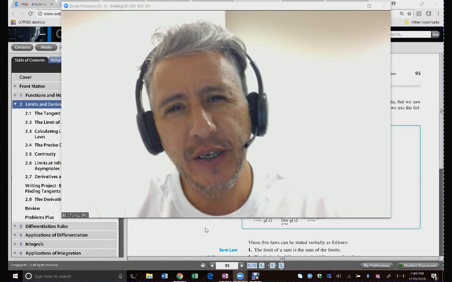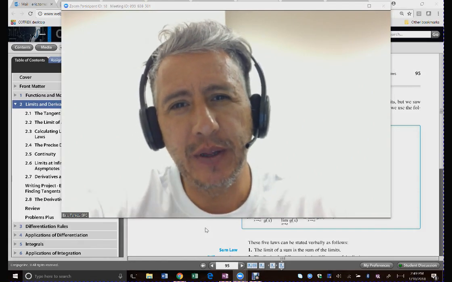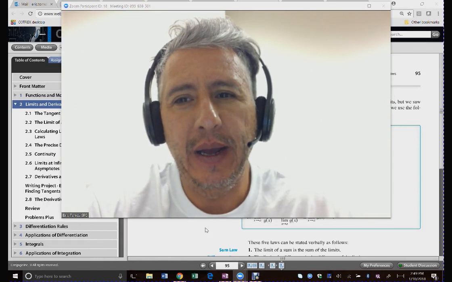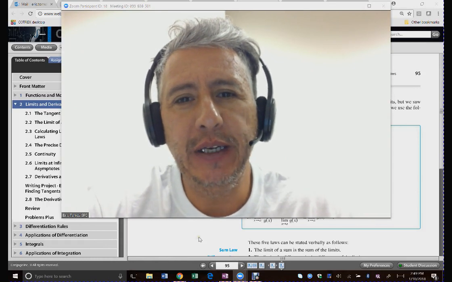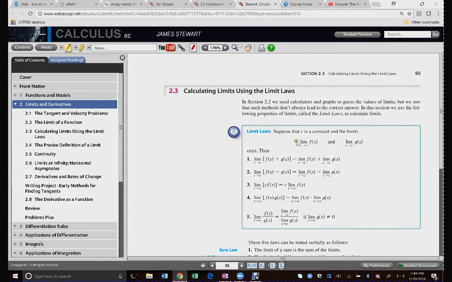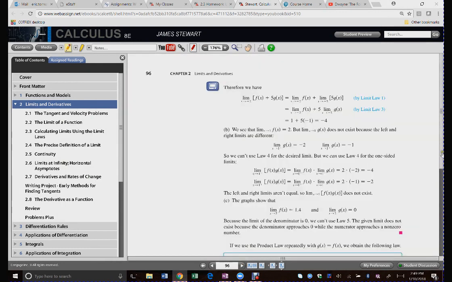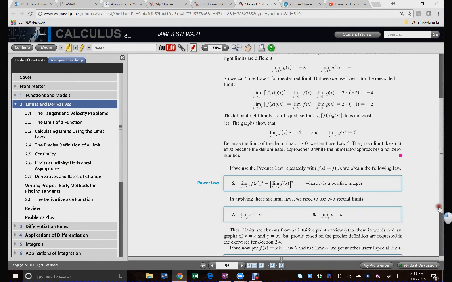Okay, I'd like to continue on working with the limit laws. So at this time, go ahead and log into WebAssign and go back to your e-textbook. What you're going to need to do is write down all of the limit laws. There are 11 in total, and they start on page 95. And I'm going to be referencing all of them.